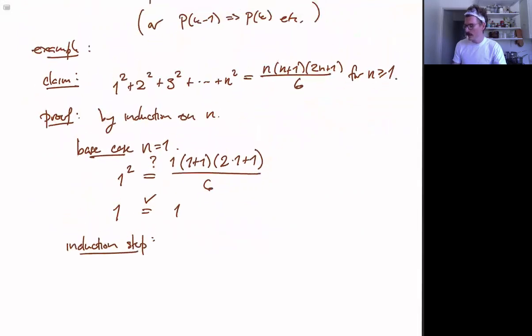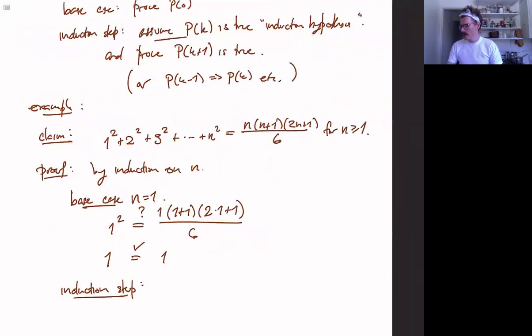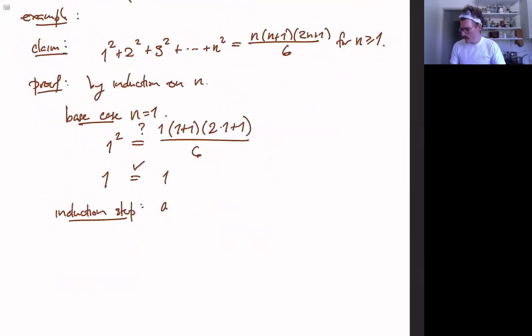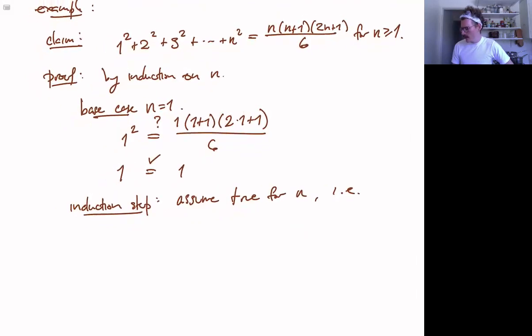So in the induction step, we make our induction hypothesis, and then we prove the next case. So our induction hypothesis is: assume the statement is true for, how do I want to do it here? I think I want to say it's true for n and prove n plus 1. So assume it's true for n, which is to say that 1 squared plus 2 squared up to n squared is equal to n(n+1)(2n+1) over 6.